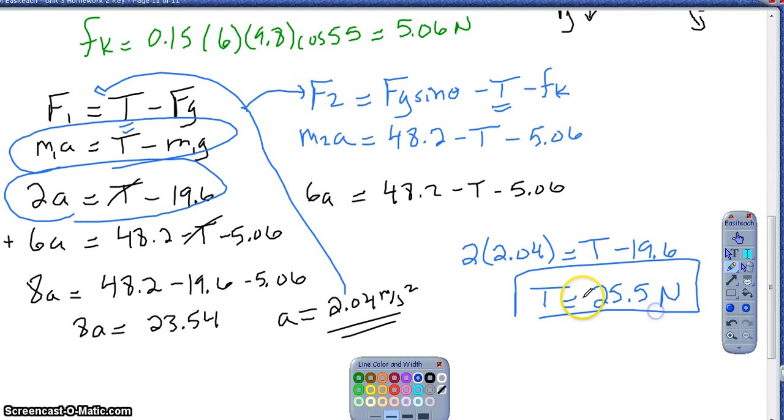If I wanted to double check, again, all I have to do is plug in my, I'm sorry, this was not 2.04, this was 2.94. That makes more sense. Anyway, if I take that and plug that into this equation as well, I should solve for that T to be about the same thing. So I've got part B answered.